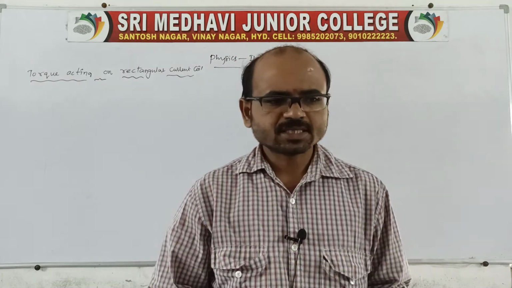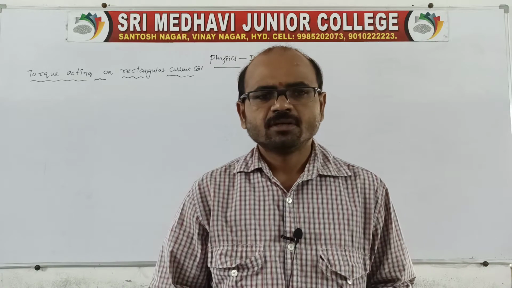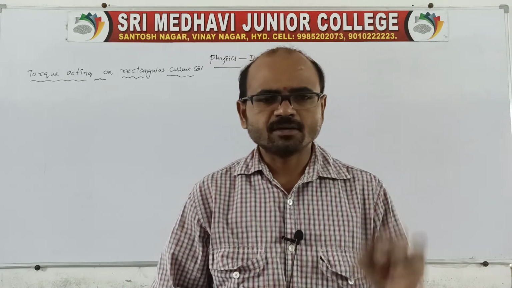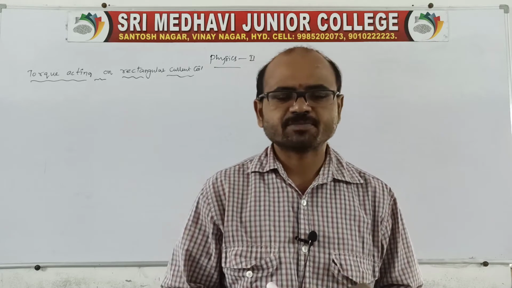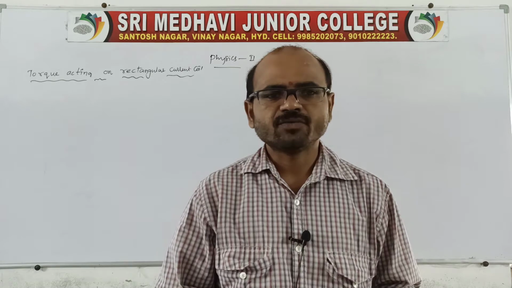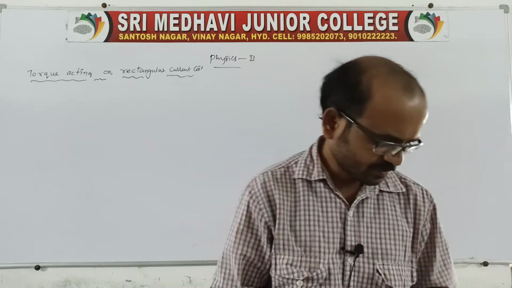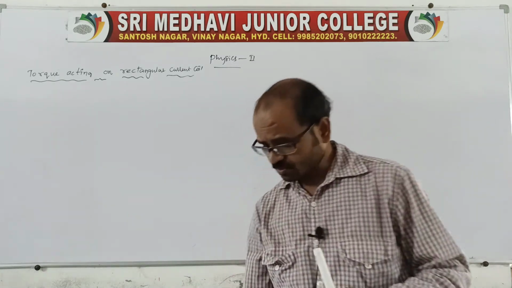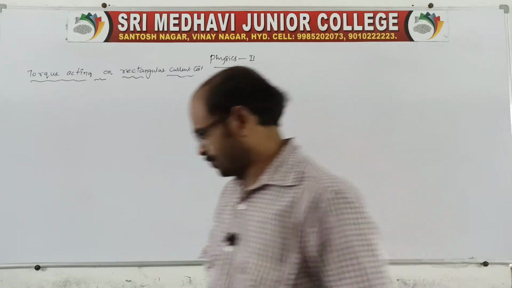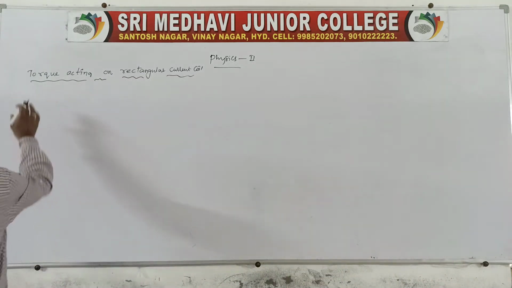So in the last class, we finished current carrying parallel wires. Related to that, we derived an expression that the force acting per unit length is mu naught I1 I2 by 2 pi r. That is all. Now let us move to another question, which is important for the IPE. That is like 4 marks.